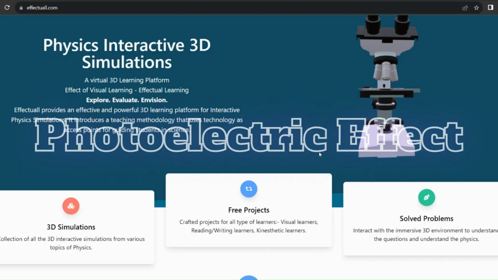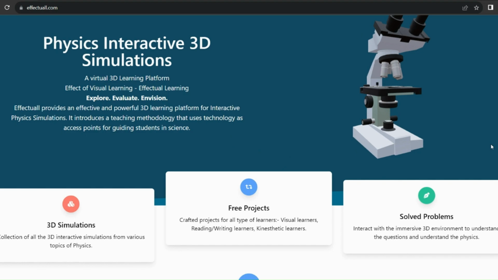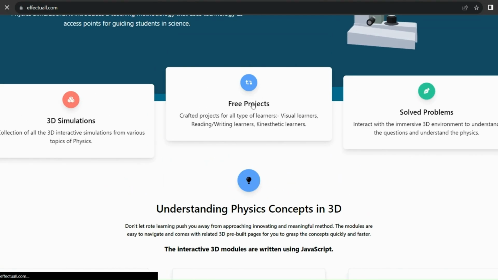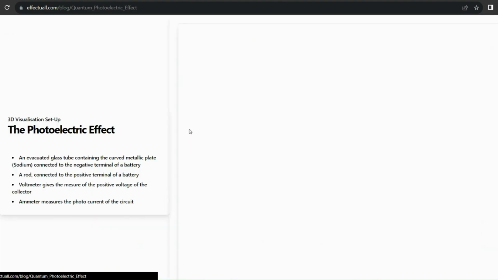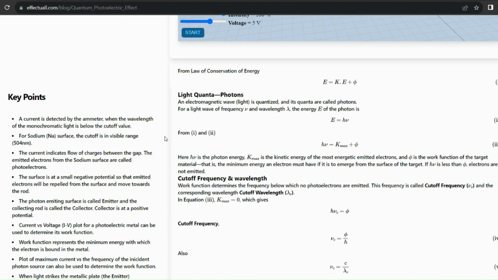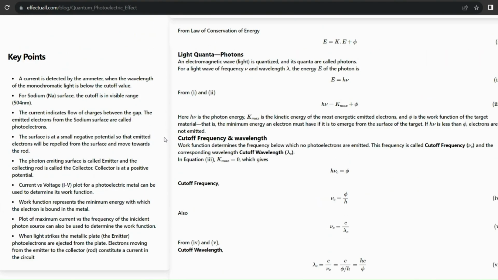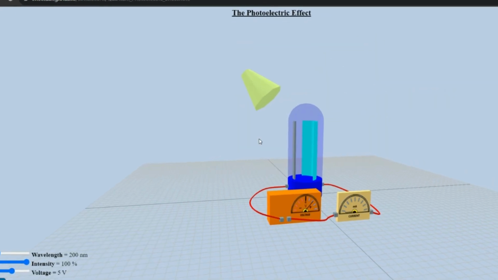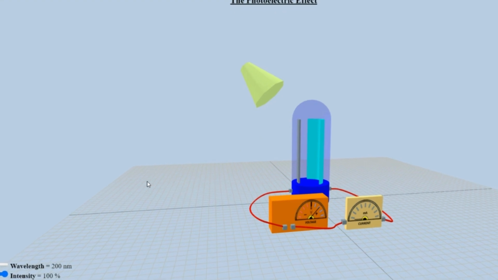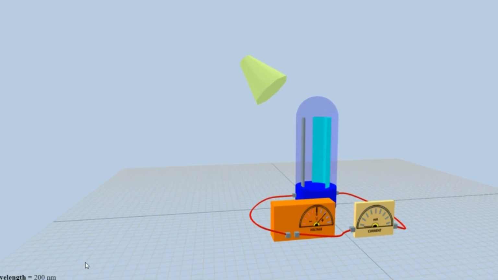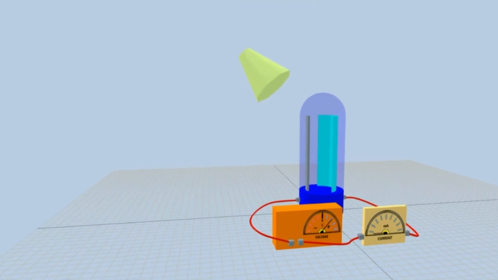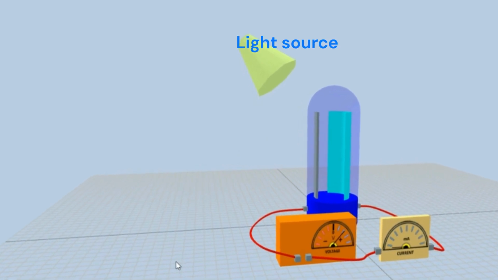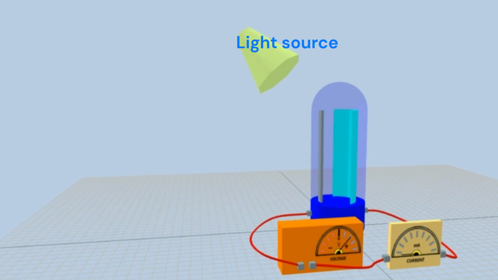Here, we look into the 3D visualization of the photoelectric phenomenon, in which electrons are emitted from a material when it is exposed to light or some form of radiation. In this 3D setup, we have an evacuated glass tube containing a curved metallic plate connected to the negative terminal of a battery, and a rod connected to the positive terminal of the battery. The rod is known as the collector and the curved plate the emitter.